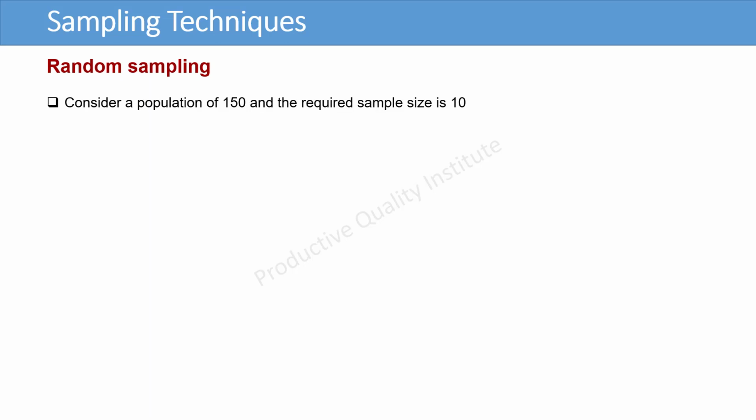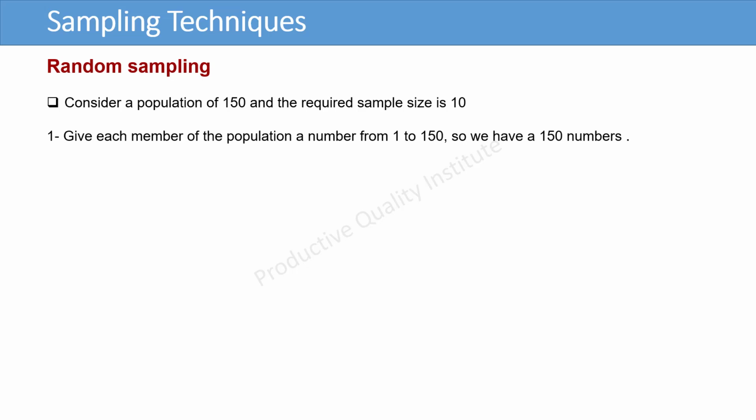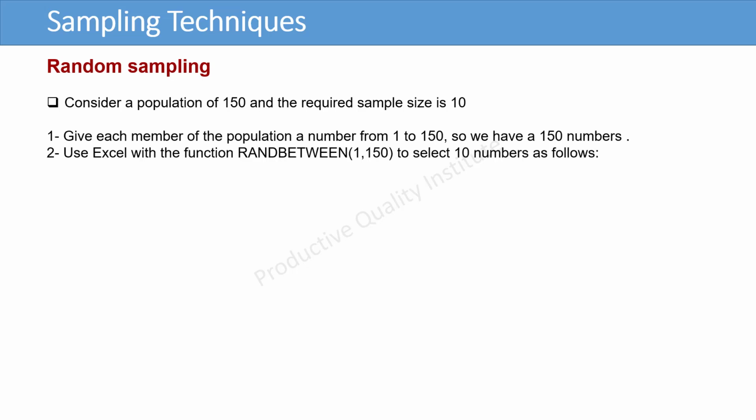Example of random number generator selection: consider a population of 150 and the required sample size is 10. First, give each member of the population a number from 1 to 150, so we have 150 numbers. Second, use Excel with the function RANDBETWEEN(1,150) to select 10 numbers as follows.